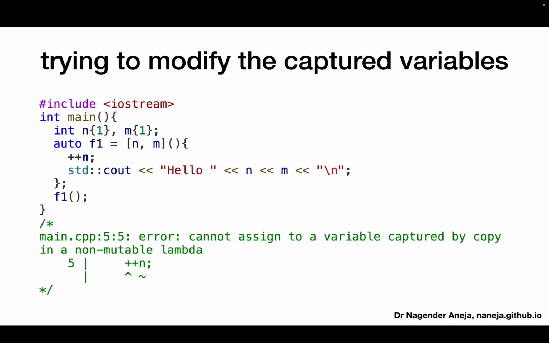Now, trying to modify the captured variables. Let's say you passed them, but in the lambda function you modified this value. Again, this is not allowed. Remember, immutability is at the core of lambdas, or of functional programming. So you can be sure that it can't modify that. It'll say cannot assign to a variable captured by copy, because this is a non-mutable lambda. It can only read these values, it can't modify these values, right? So you're going to get this error.